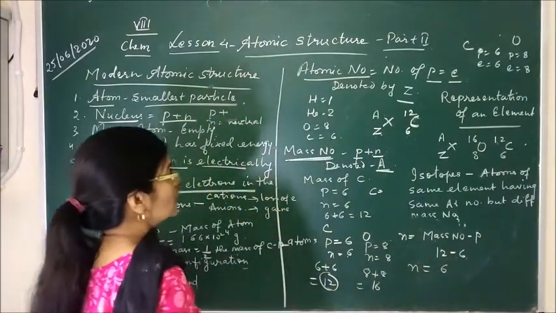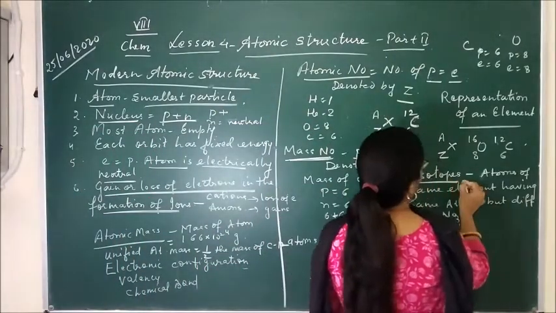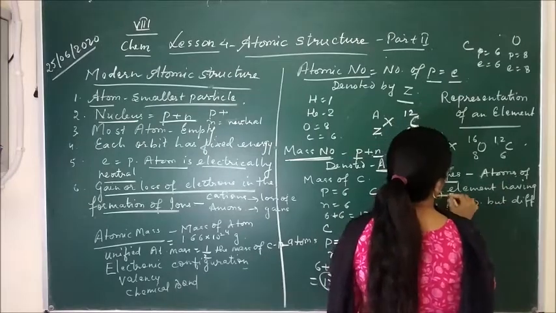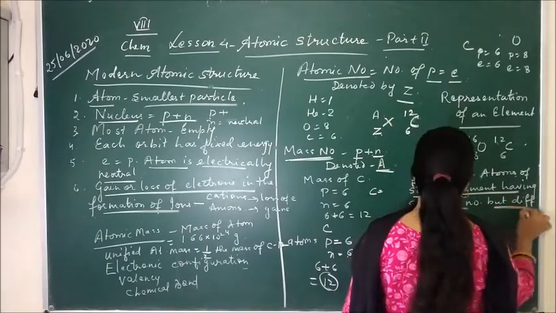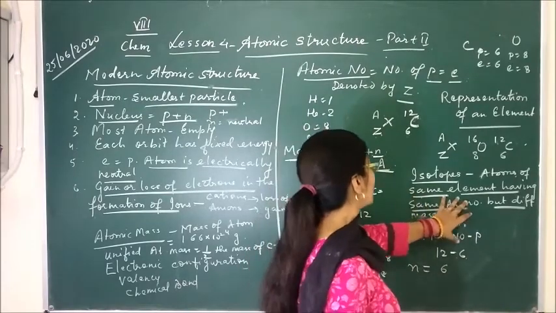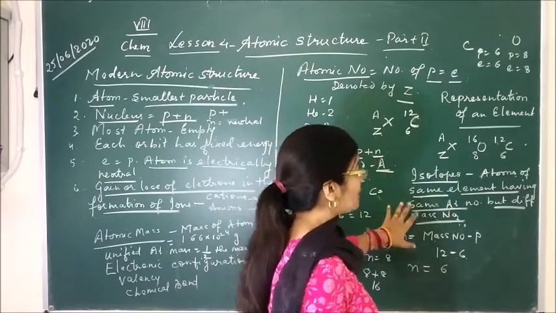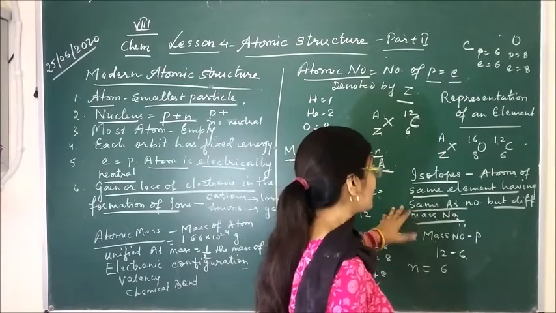Now I will tell you about the isotopes. What are isotopes? Isotopes are the atoms of the same element having the same atomic number but different mass numbers. So atoms of the same element having the same atomic number means the number of protons will be the same, but their mass numbers are different because they have different masses.